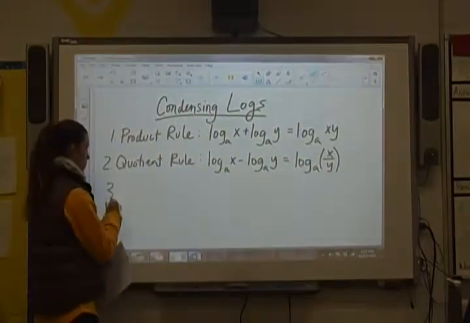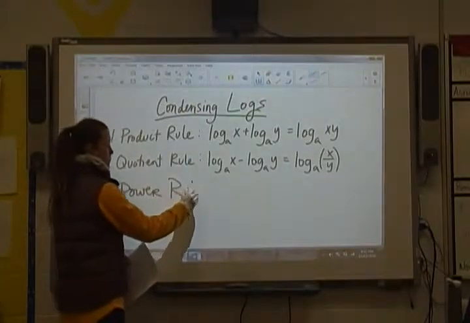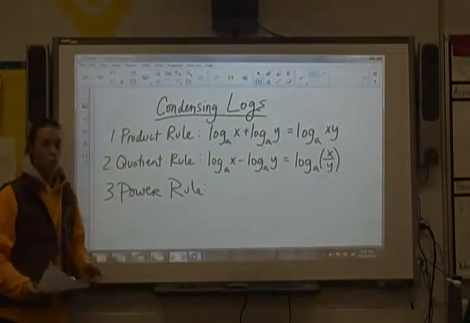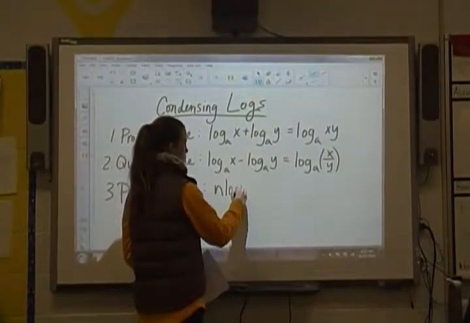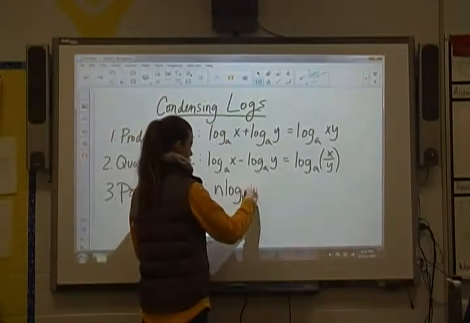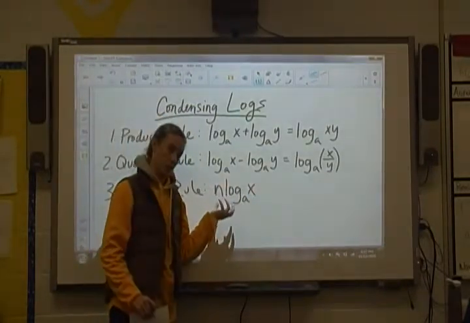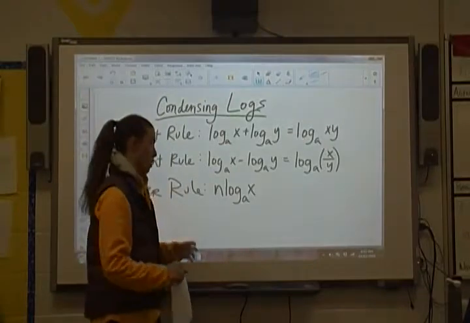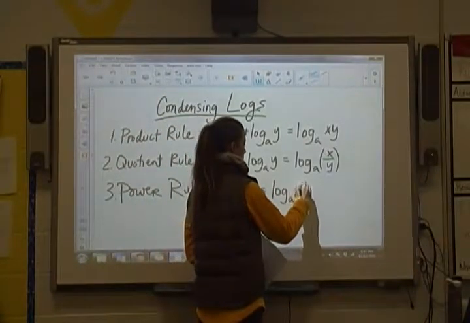And the last rule is the power rule. And the way the power rule works is if you have something as a coefficient in front of your log, then to condense it, we don't want any coefficients. We want everything to be written as one log term. That is log base a of x to the n power.